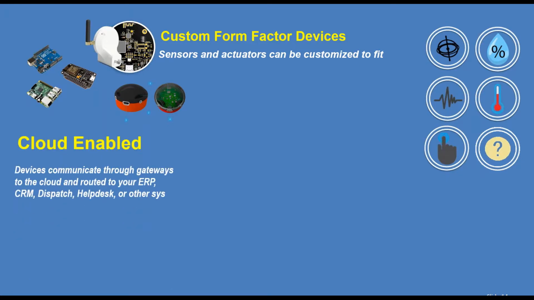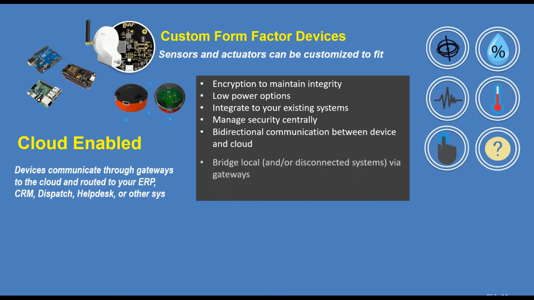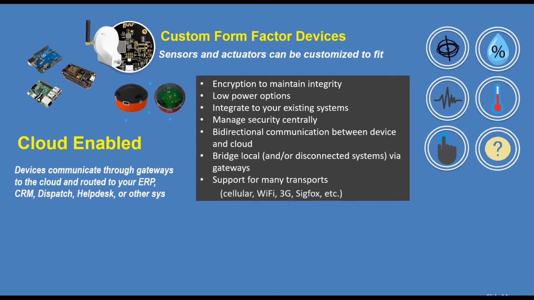Our solution is cloud-enabled, so it allows devices to communicate through gateways to the cloud and then be routed to the appropriate ERP, CRM, dispatch, service, helpdesk, or any other type of system and data storage. We've also built in encryption that maintains integrity. We have low power options so that you can deploy devices that can work for an extended period of time without a power source. You can manage your security centrally.